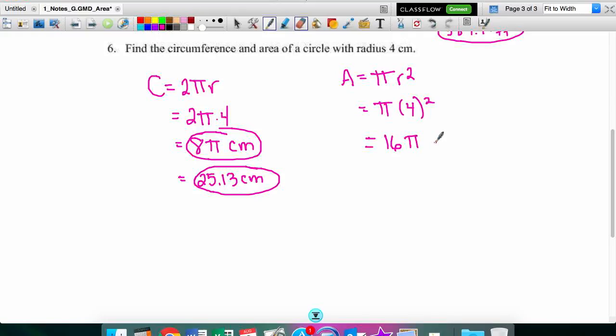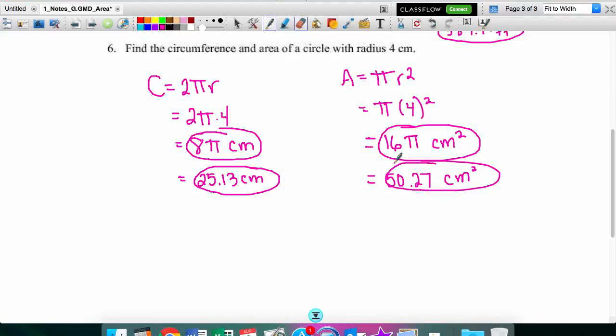For an area, our unit should always be squared. So 16 pi centimeters squared is your exact answer. If you prefer a decimal equivalent, you would multiply the 16 and the pi together, and you would get 50.27 centimeters squared.